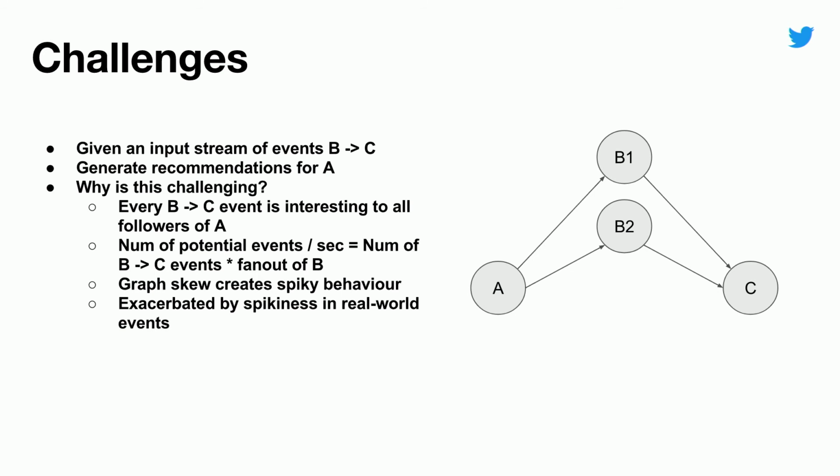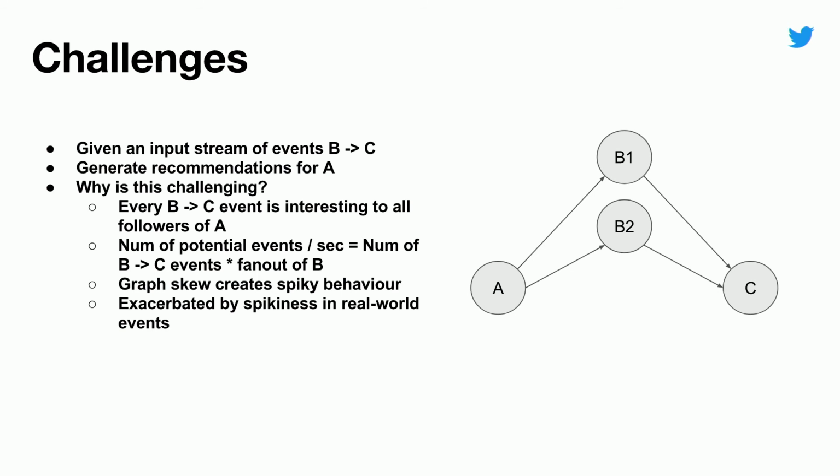Why is this challenging to do in real time? Every B to C event is potentially interesting to all the followers of B. There's an error on the slides. So the number of potential events is the size of the fire hose, the number of events we see, multiplied by the fanout factor. And the fanout factor on Twitter is very large.